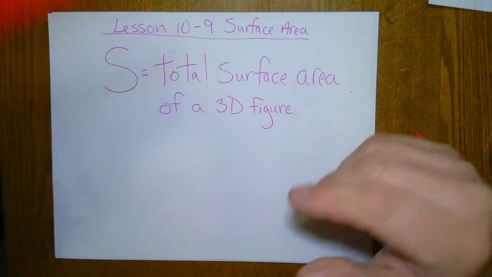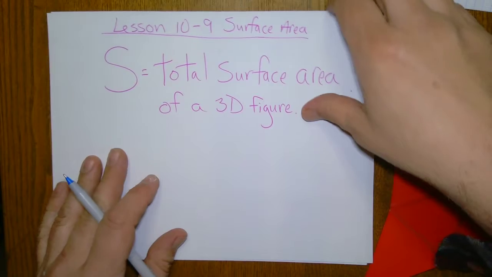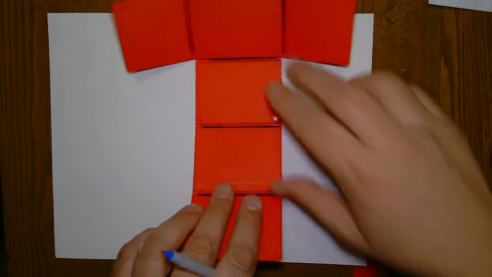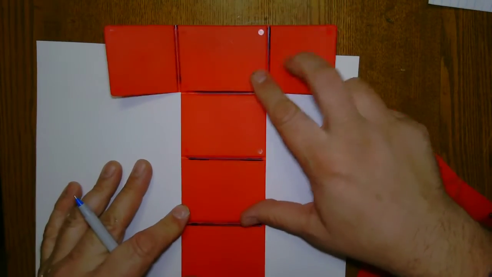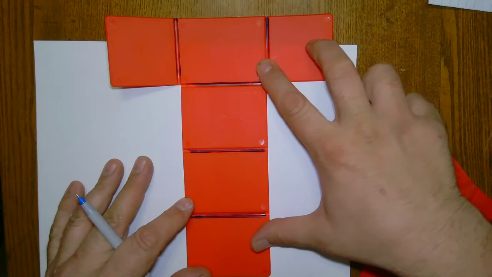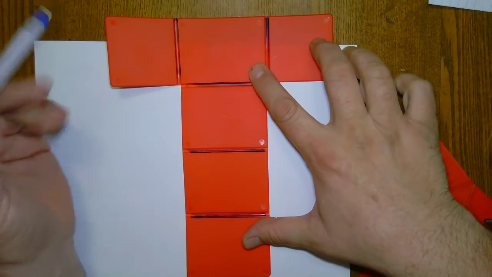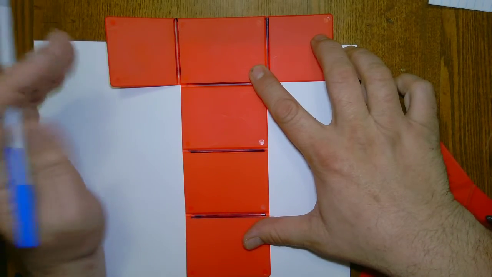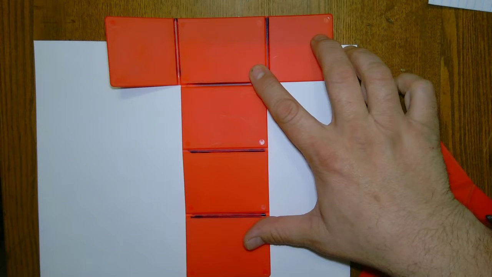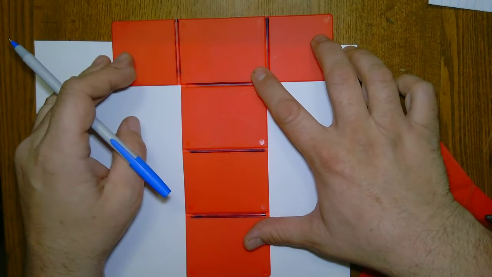Okay, the first one I'm going to show you is called the net. Well, first of all, what's a net, Mr. K? That's a great question. Let me show you a net. This is a representation of a net. And this is one of our grade standards that we're working on. We have to be able to calculate the surface area of a 3-dimensional figure using a net.